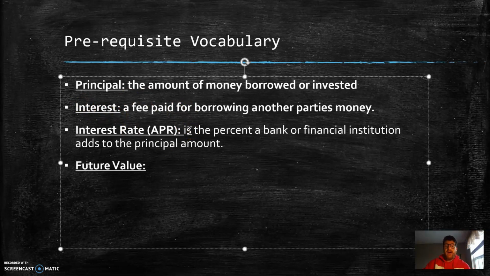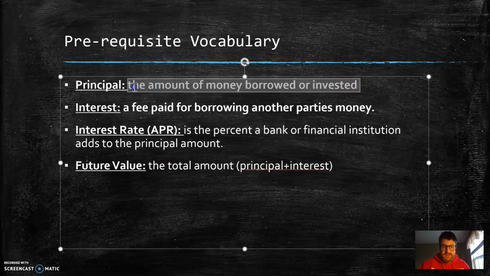Then lastly, the future value. The future value is a fancy way of saying the total amount, which means you have the principal, because that's how much money you borrowed, plus the interest. That will give you the total amount. You pay back the principal, but you also have to pay back the interest.